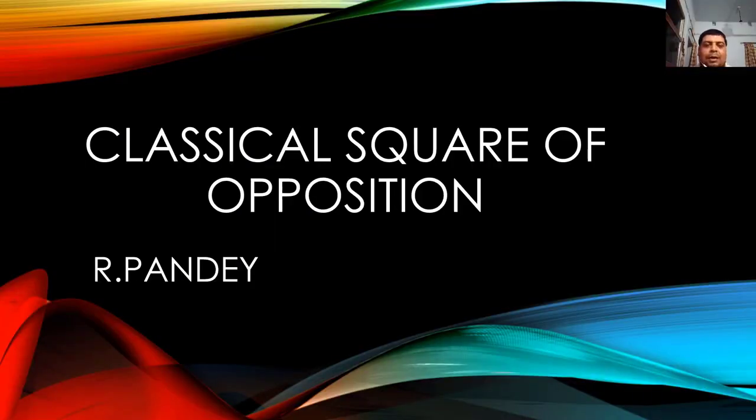Welcome everyone. Today I am going to continue the topic of categorical argument, in which there is a separate topic of the classical square of opposition. Here there are some contradictions in the argument which I am going to explain. So let's begin the topic.